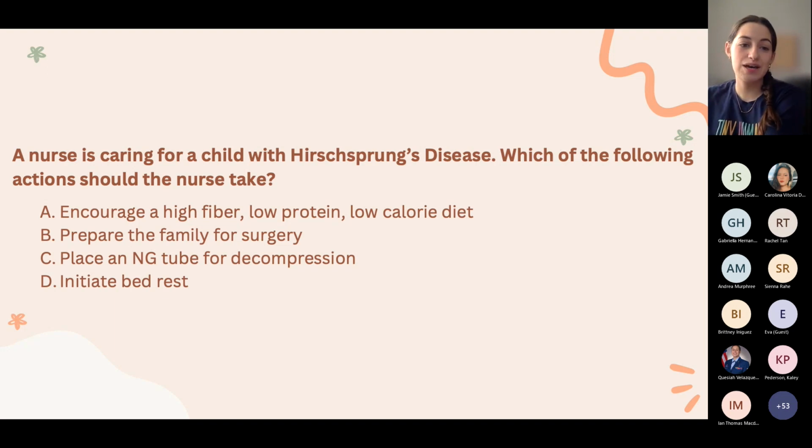Really great job, you guys. So the correct answer is B. You want to prepare the family for surgery. So surgery is required for this disease process. And then for A, it's the exact opposite. So remember, for these kiddos, we want low fiber, high protein, high calorie. Good job.